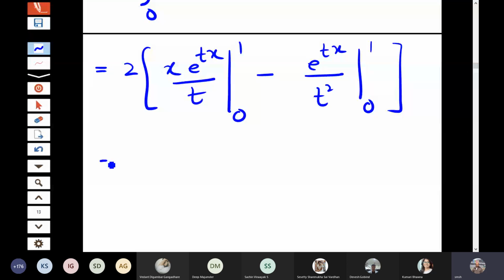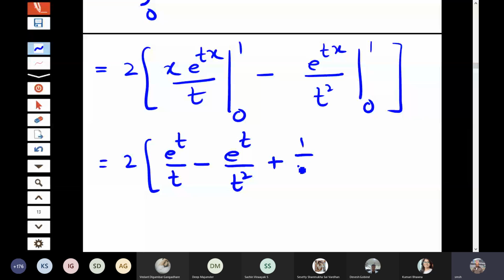So you put these values here. It is e to the power t by t minus, when you put 0 it is gone there, and here you will get e to the power t by t square, and when you put 0 here you will get 1 by t square. So this is the moment generating function of this one. Is that okay?